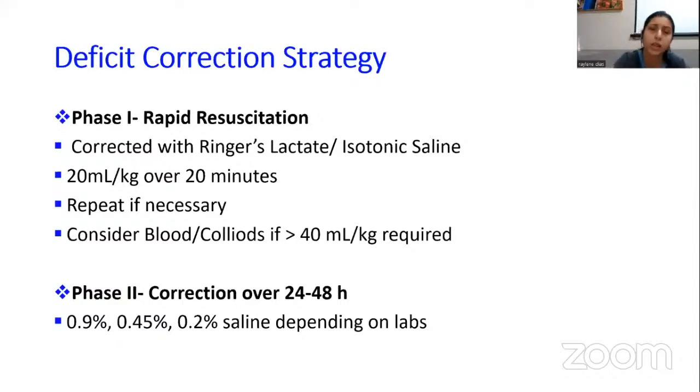Now, phase 2 is corrected more slowly, and this is usually done by pediatricians or the pediatric surgeons in the ward itself. It's done over a couple of days. So here, depending on the labs, you can use any of these solutions.